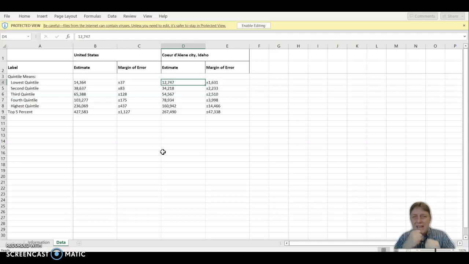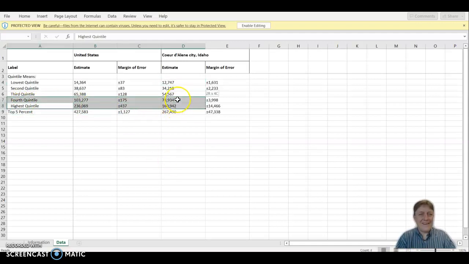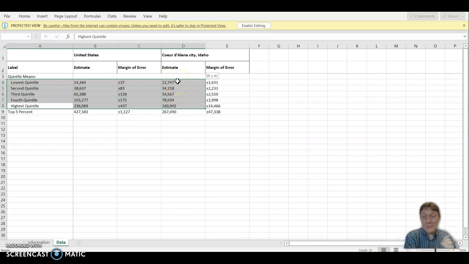So what does that allow me to say about Coeur d'Alene compared to the United States? It says there's less income inequality going on. That is, it's more evenly dispersed, but that's because people don't get as high in their incomes in Coeur d'Alene compared to the United States. And this is true for all quintiles, but the gap becomes smaller as you move toward the bottom. And so that leads to less income inequality.